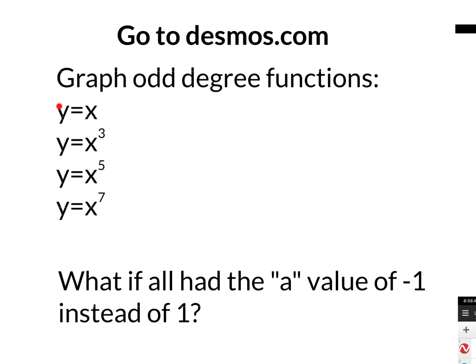Right now, I want you to type in y equals x to the third, y equals x to the fifth, y equals x to the seventh. Go to desmos.com and type in any odd degree function you want. Even the first one, y equals x, that's an odd degree function. The power is 1. I want you to graph those, and then in a couple of moments, we'll look at them on Desmos, and let's make a conclusion of what we see.